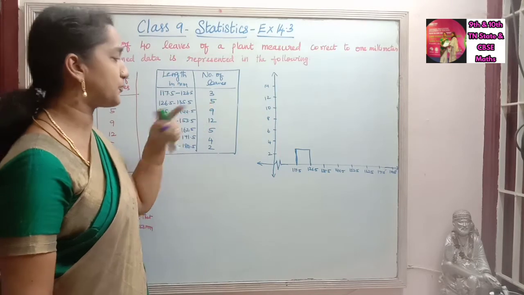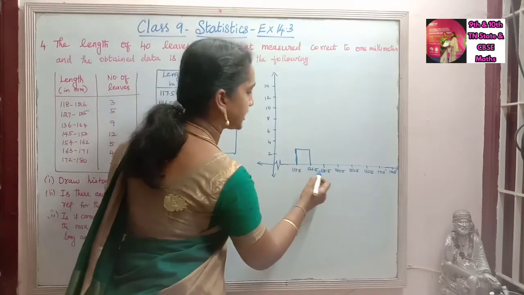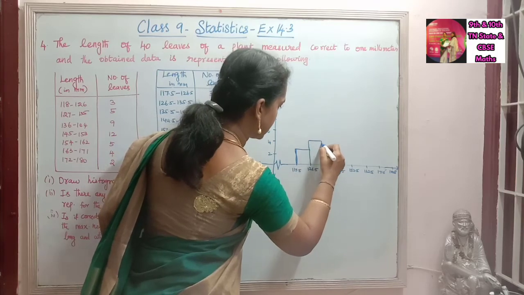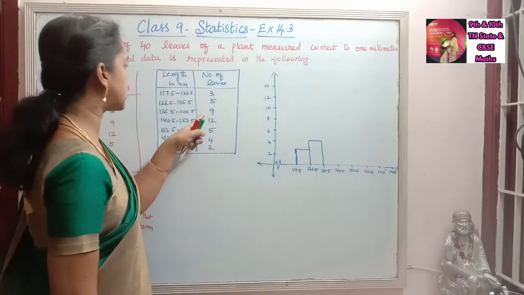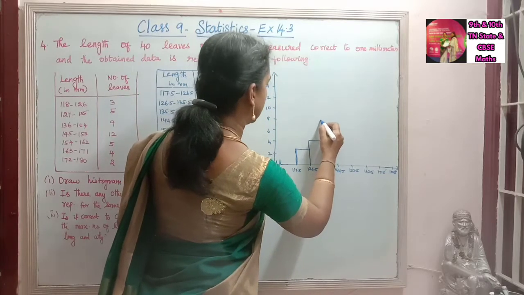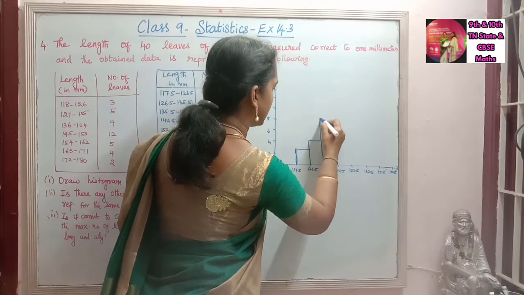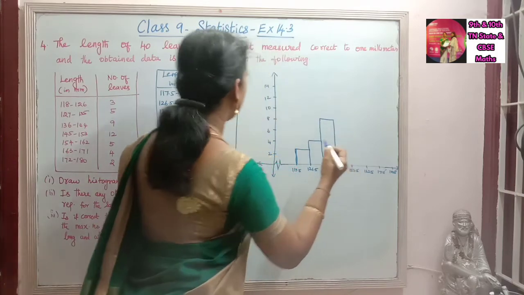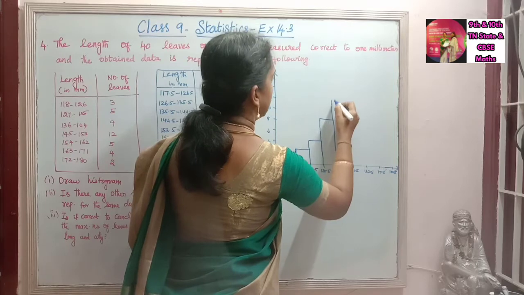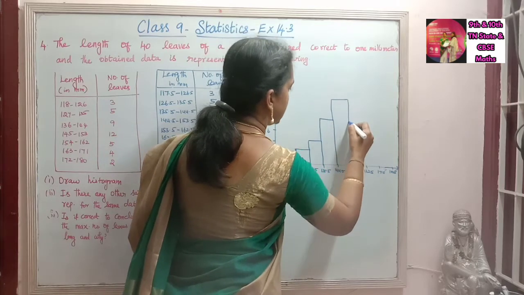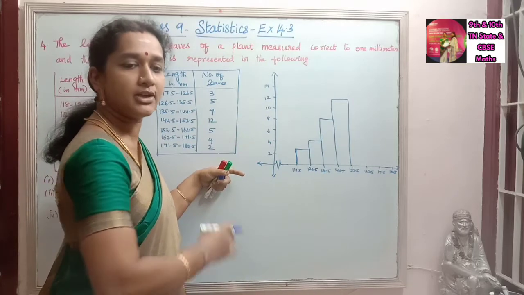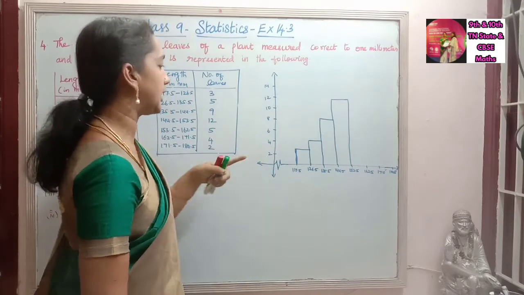Then the next one is 5. 126.5 to 135.5 is 5. That is also between 4 and 6. Then the next one is 9. 135.5 to 144.5 is 9. So everything we are getting in between only. Then the next one is 12. As I told you, a histogram is a continuous rectangle. Continuous bars will be there without any gap.